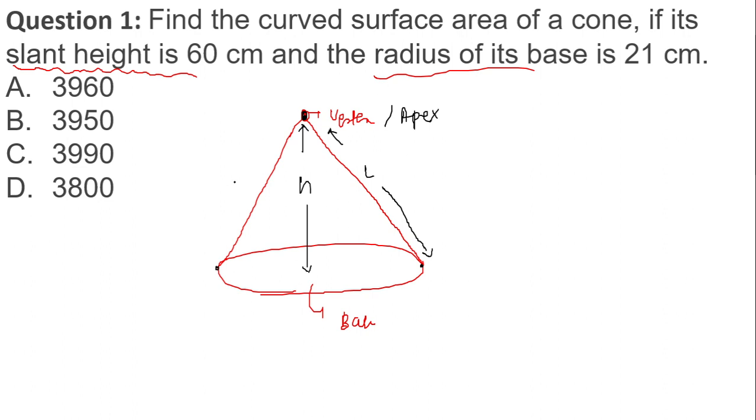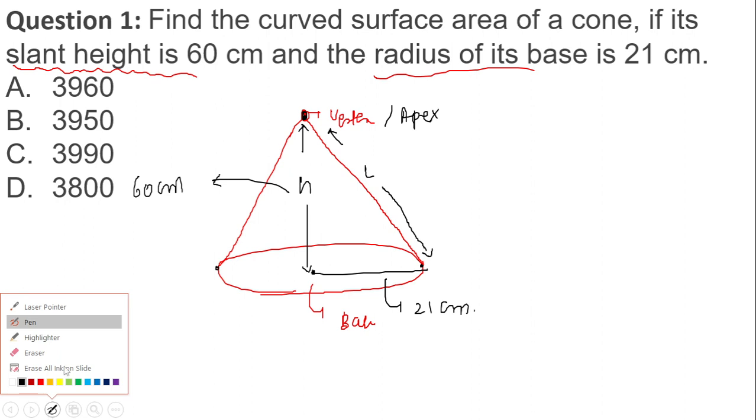Now in the given question they have mentioned the slant height is equal to 60 centimeter. And the second thing they have mentioned is the radius of the base. Radius is equal to 21 centimeter, and they're asking us to find the curved surface area of the cone. Whatever the required formulas are for the cone, I'll discuss at the end of the lecture. One by one we'll discuss the formula for the required question. So let us solve this question first.